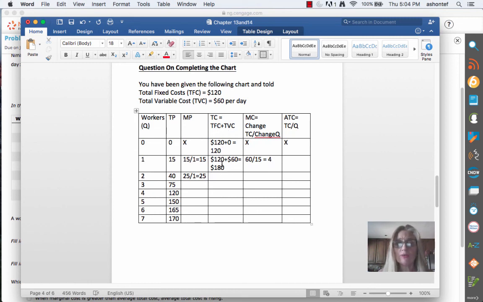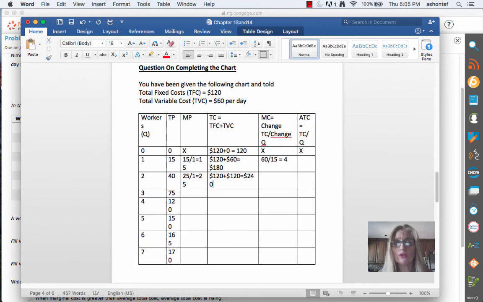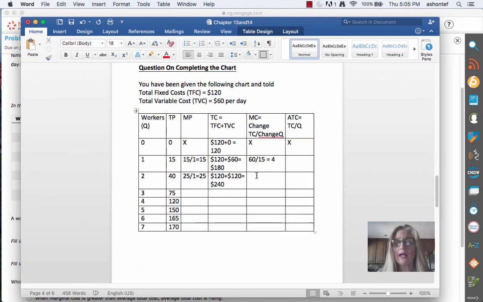For total cost, it would be 120 plus $60 per day for each worker. There are 2 workers now, so that would be plus 120. So that would be total cost of 240. In order to get the marginal cost, you take how much the cost changed from here to here. It goes from 180 to 240. Let me put that on one line. That would be a change of 60 again, but this time the output increase would be 25, so that would equal 2.4. And you would just keep on going down the line for figuring out total and marginal.